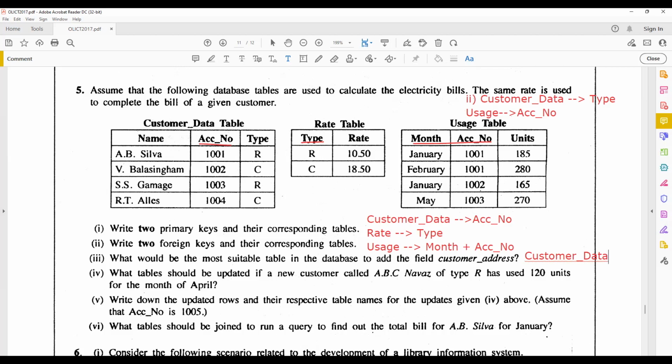Now, remember in the exam, if you write this one with another, then you don't get any marks. So the only answer should be customer data.